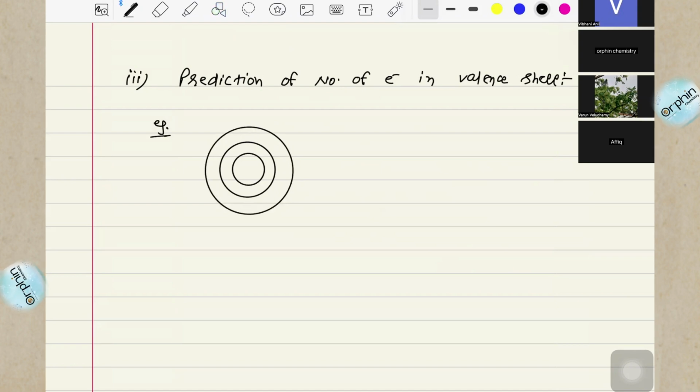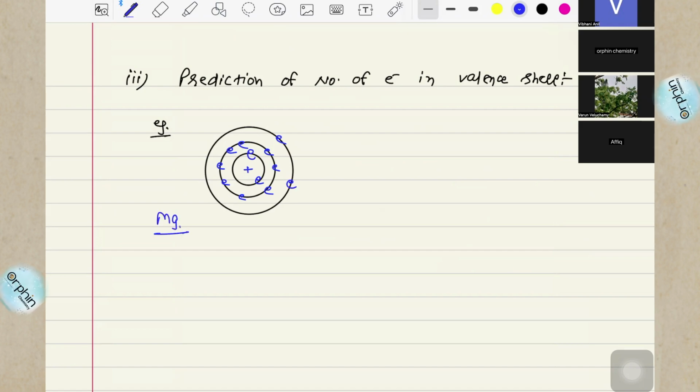This is a case we are having. Magnesium has how many electrons here? There is a nucleus. How many electrons are there in magnesium? 1s2, 1, 2, 3, 4, 5, 6, 7, 8. It is magnesium, right? 1s2, 2s2, 2p6, 3s2. This is magnesium only.